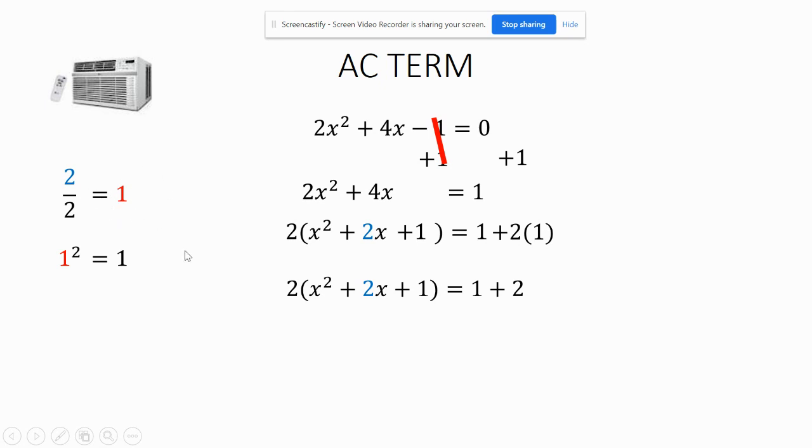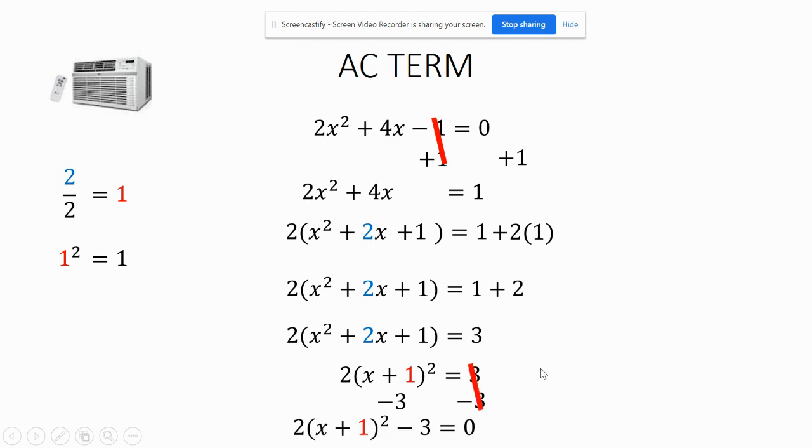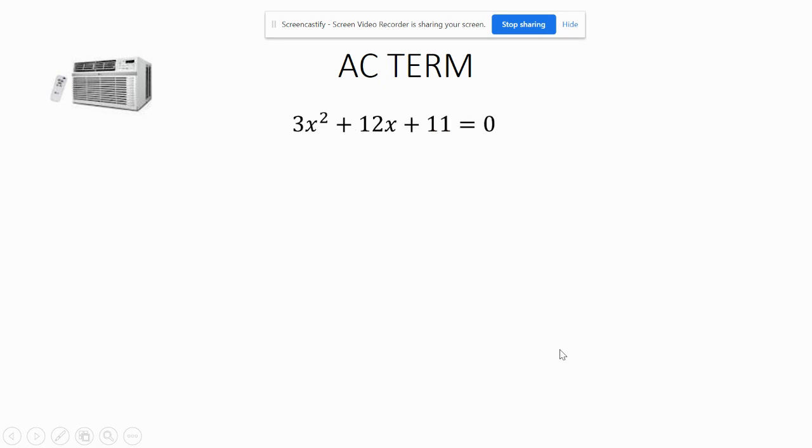Whatever I had when I divided by 2 here, that's the number that I'm going to end up with, x plus 1 in my parentheses here. 1 plus 2 is a 3. And so I have 2 times this right here, and then minus the 3 from each side to put it in vertex form. So move the c, divide by a, then you divide by 2 for your b term.